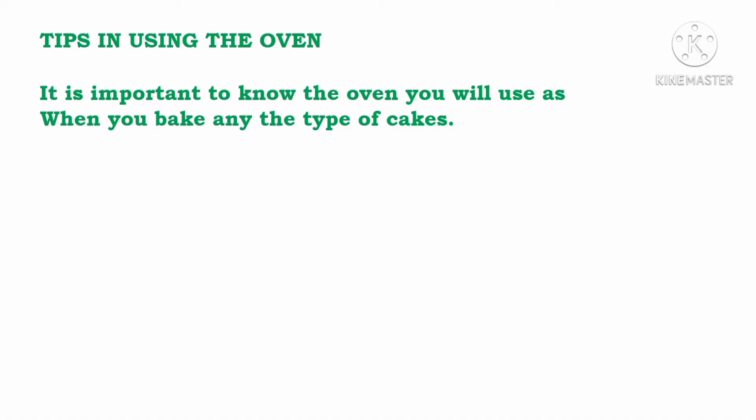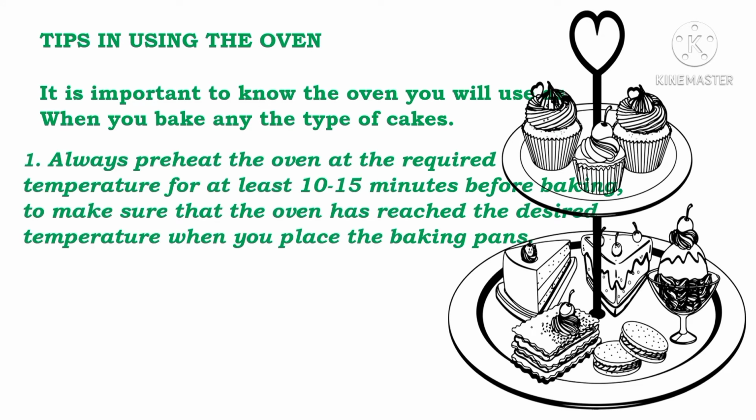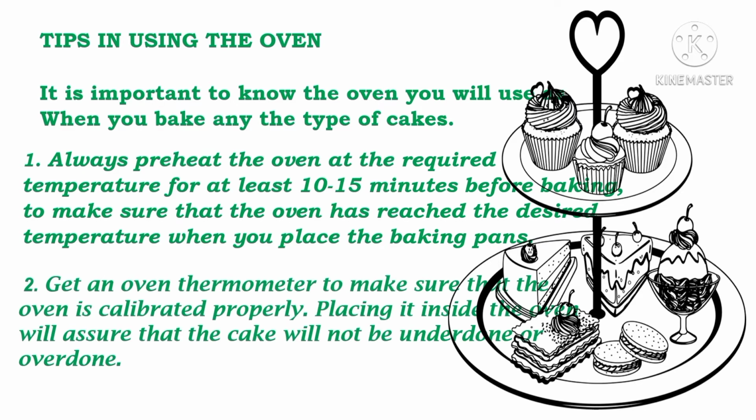Tips in using the oven. It is important to know the oven you will use when you're going to bake a cake. Number 1. Always preheat the oven at the required temperature for at least 10 to 15 minutes before baking to make sure that the oven has reached the desired temperature when you place the baking pans. Number 2. Get an oven thermometer to make sure that the oven is calibrated properly. Placing it inside the oven will assure that the cake will not be underdone or overdone.